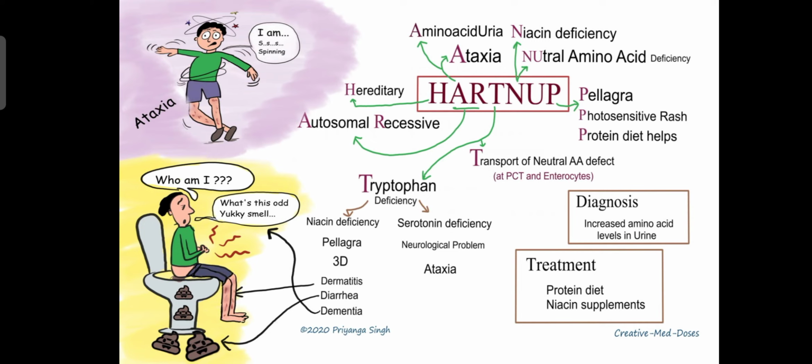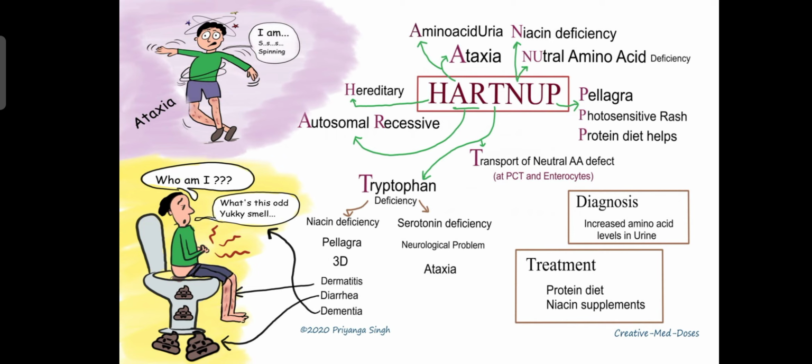Also, tryptophan is required for the synthesis of serotonin, and serotonin is a neurotransmitter. It plays an important role in the regulation of the circadian rhythm or biological clock. Due to that, the person suffers neurological problems as well as ataxia, and also photosensitivity. That condition is known as Hartnup disease. It is a hereditary or autosomal recessive disorder.